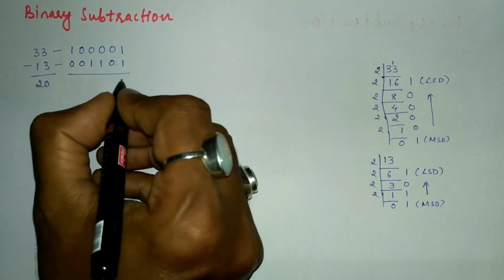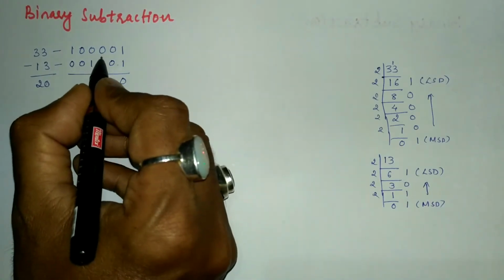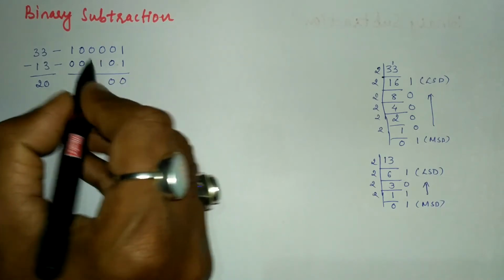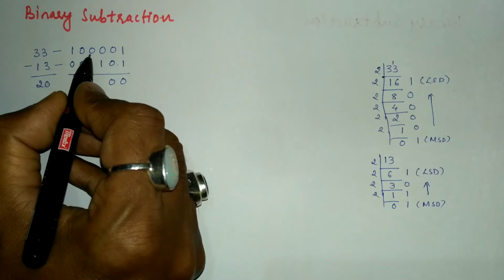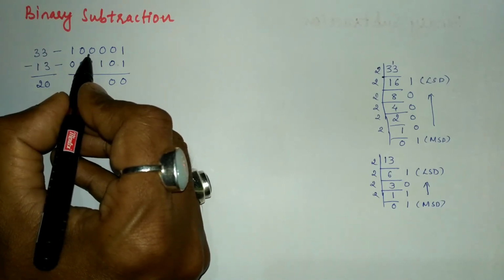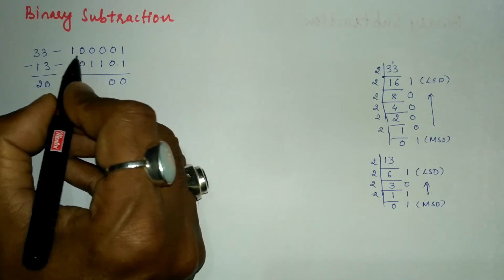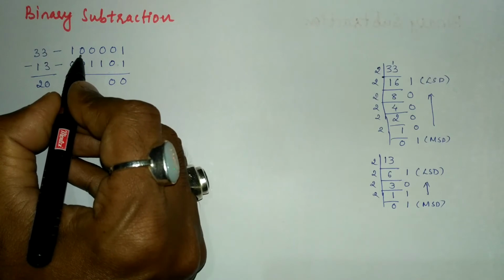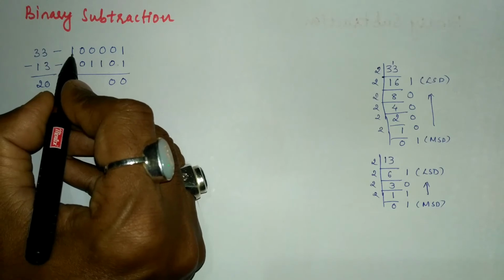1 minus 1 will become 0. 0 minus 0 will become 0. Here I cannot subtract 1 from 0. I have to check for a borrow from the left hand side column. But in the left hand side column also we have got 0. Next we have to check for 1, that is bit number 1 on the next left column. Here also we found 0 only. Again you can look for bit number 1. Here we found bit number 1.